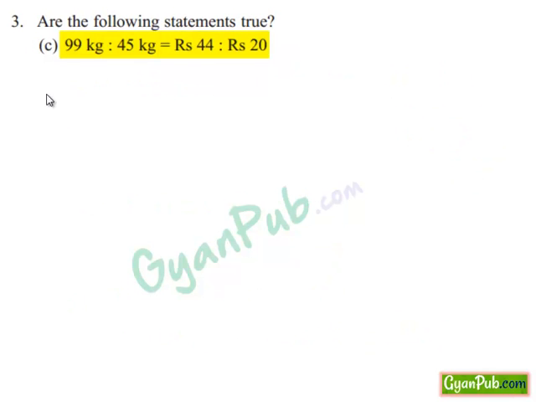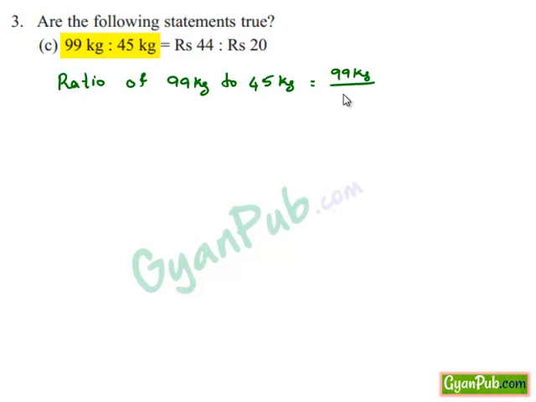Moving on to the C bit of the third question, the given statement is 99 kg is to 45 kg is equal to rupees 44 is to rupees 20. First find out the ratio of 99 kg to 45 kg. We know that ratio is comparing two quantities of same units. Here 99 kg and 45 kg are having same units. Therefore, we can cancel out the units and we will get the fraction as 99 upon 45.